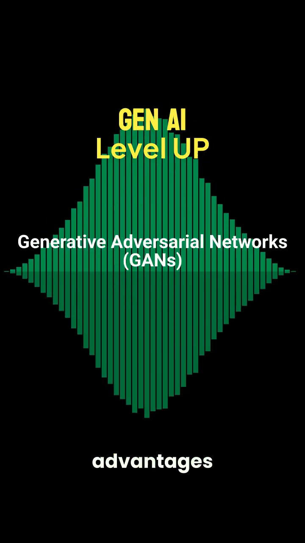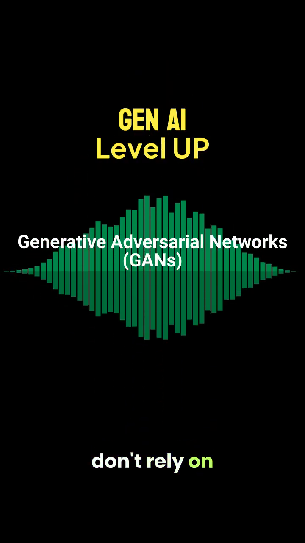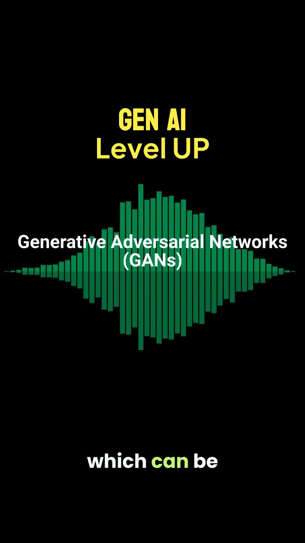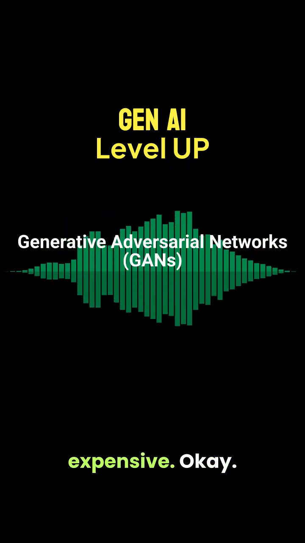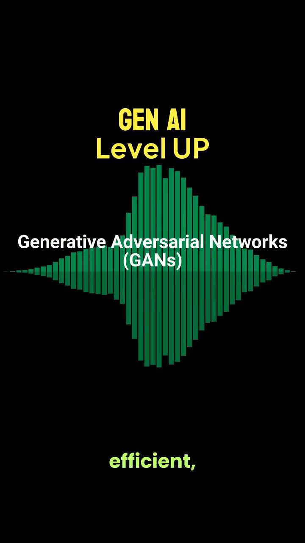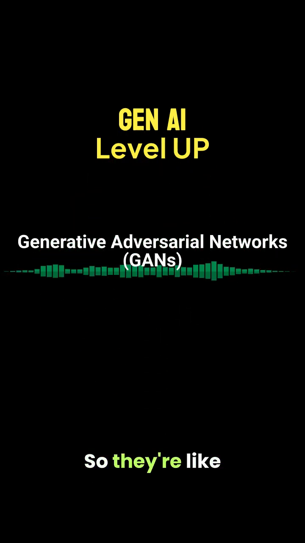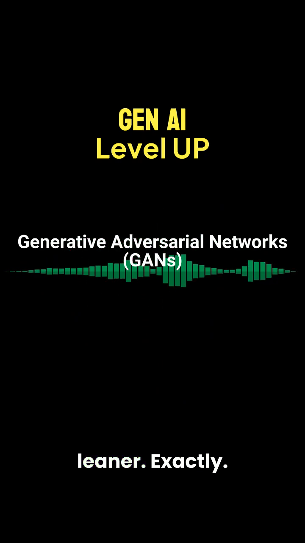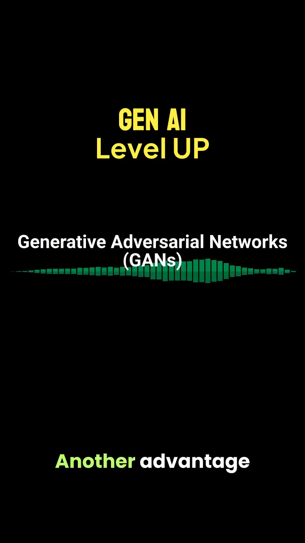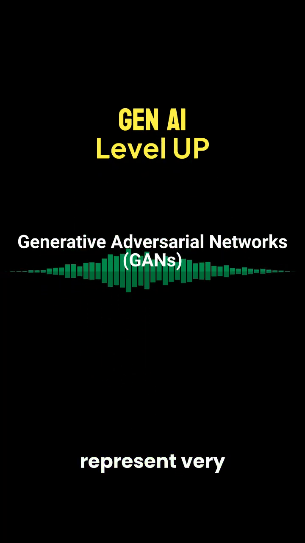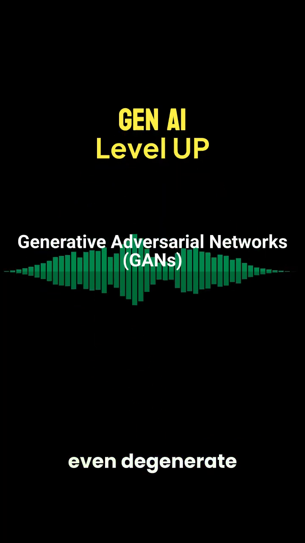Well, one of the key advantages is that they don't rely on complex Markov chains, which can be very computationally expensive. So this makes them more efficient, more scalable. So they're computationally leaner. Exactly. What else? Another advantage is that they can represent very sharp, even degenerate distributions.